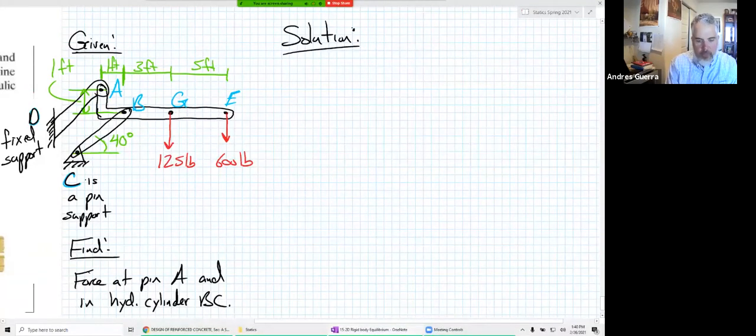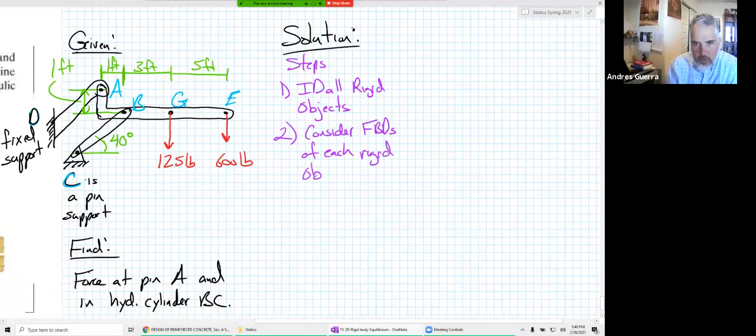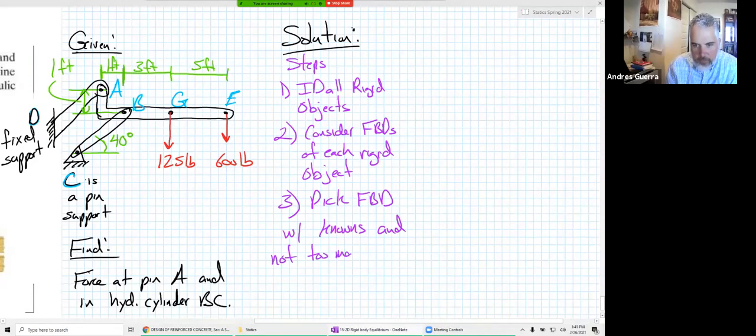In general, I have found that these steps work really well. Number one is to identify all the rigid objects. Next, we can consider FBDs of each rigid object. Number three, we'll pick an FBD with knowns and not too many unknowns.